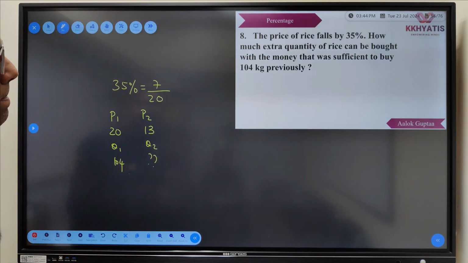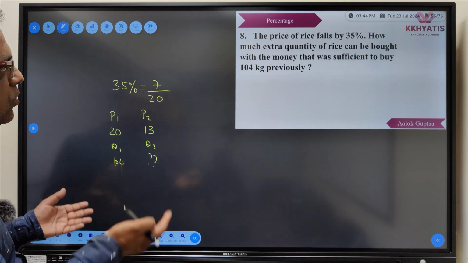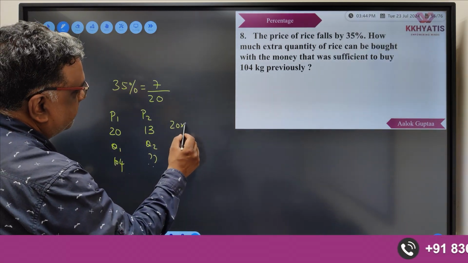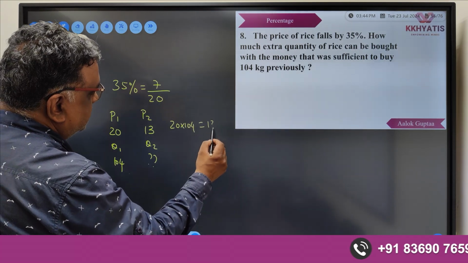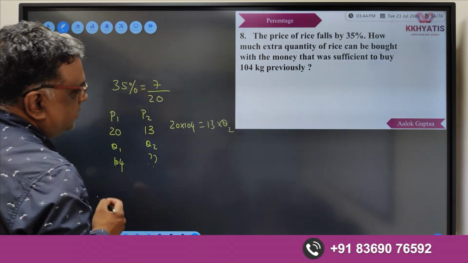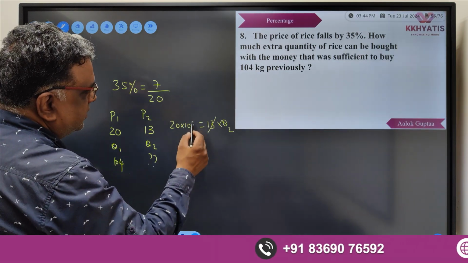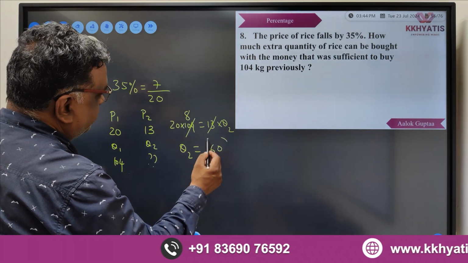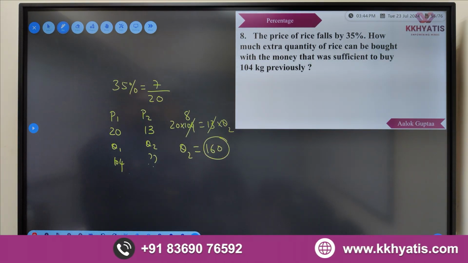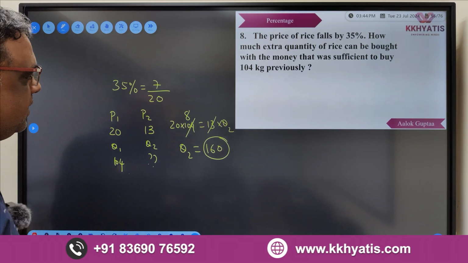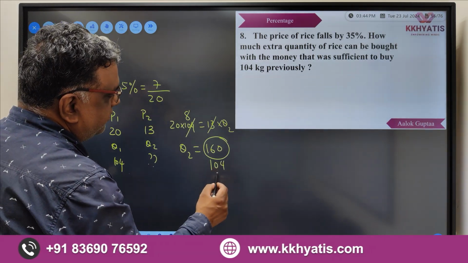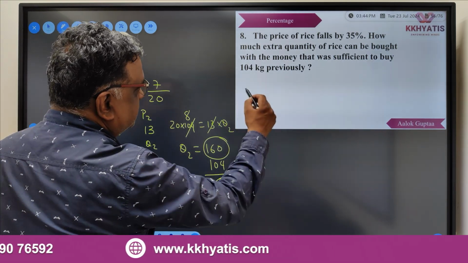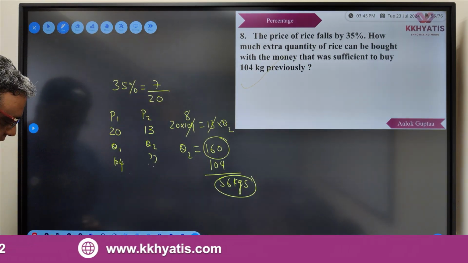And what I have been given is that both the expenses are the same, which means 20 into 104 is equal to 13 into Q2. So from this I can find Q2. So 13, this will go by 8. So the new consumption is 160, right? Earlier I was able to buy 104. So now I could buy 56 kgs extra. That's what has been asked. The 56 kgs is the answer.